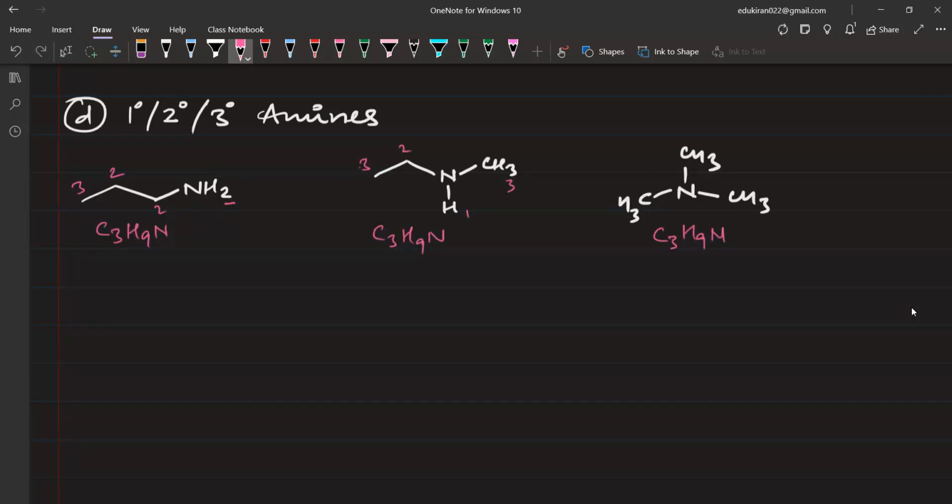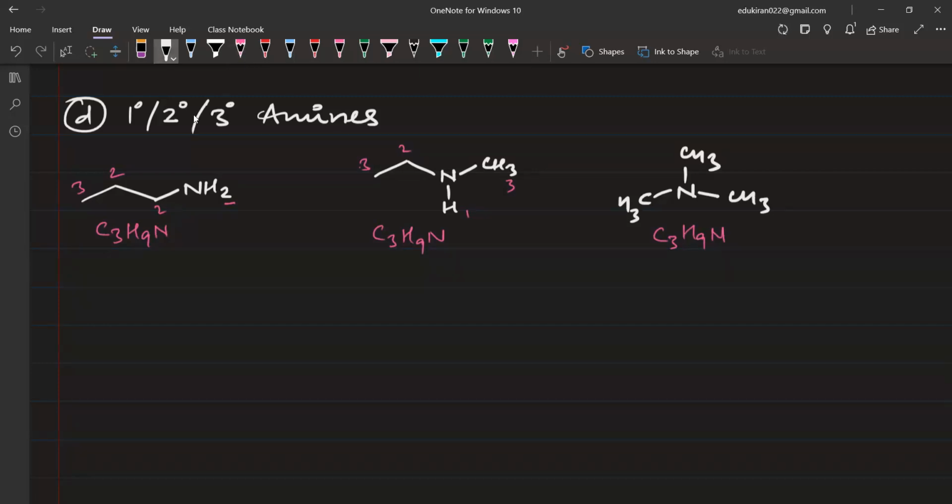So the formula is same, and even though in many of the books it is classified under functional group isomers, it is not really a functional group isomer. All of these functional groups are amines only, but most of the books they classify 1 degree, 2 degree and 3 degree amines in functional group isomers. Let us try to write the name of this compound.